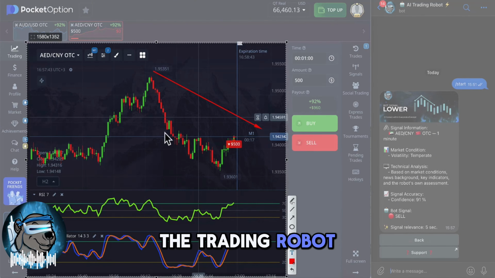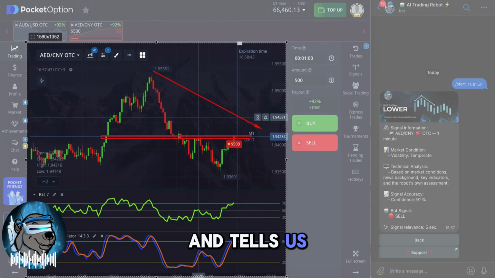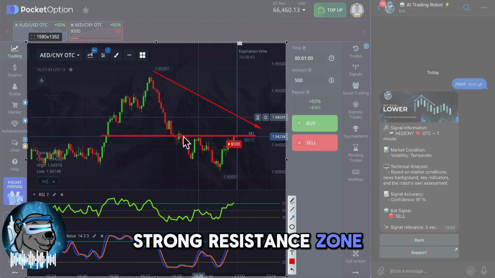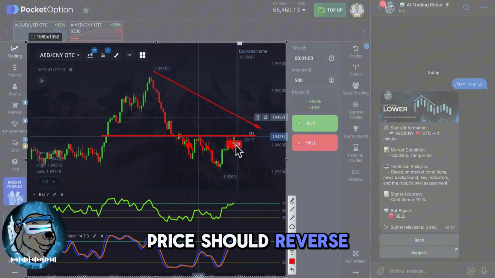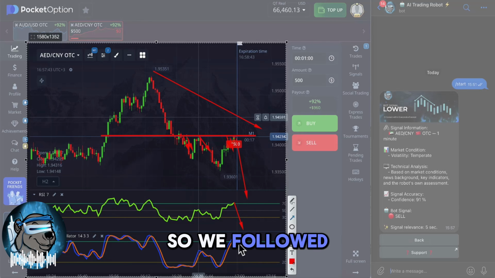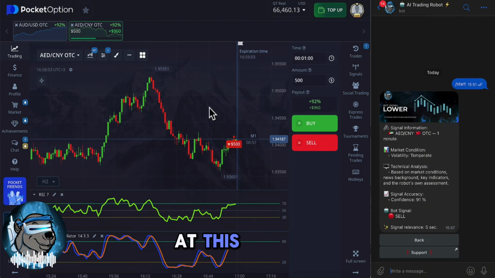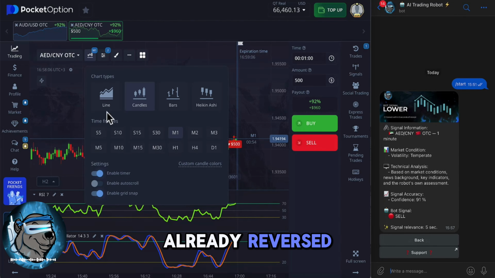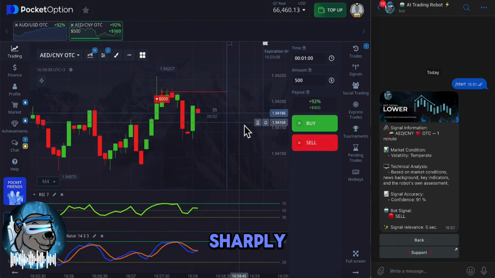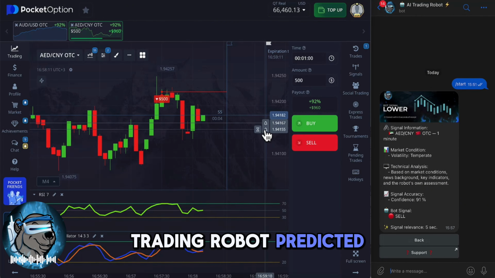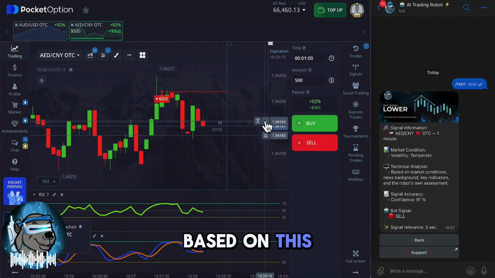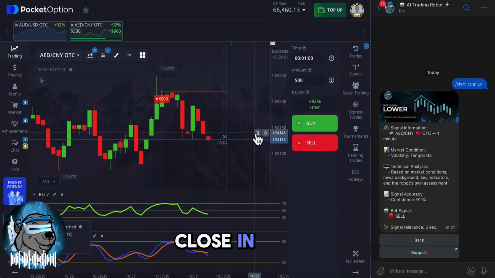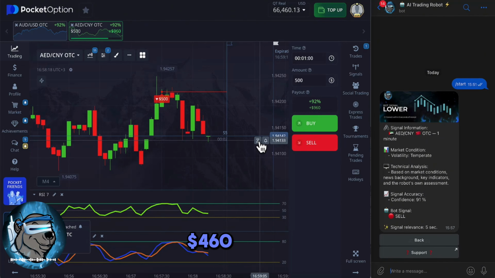We see that the trading robot has analyzed this asset and tells us that there is a strong resistance zone here from which the price should reverse and go down. So we followed its advice, and in fact, at this moment the price has already reversed. It is falling sharply, just as the trading robot predicted. Based on this, I understand that this trade should close in profit for me, and I will earn $460 from it.